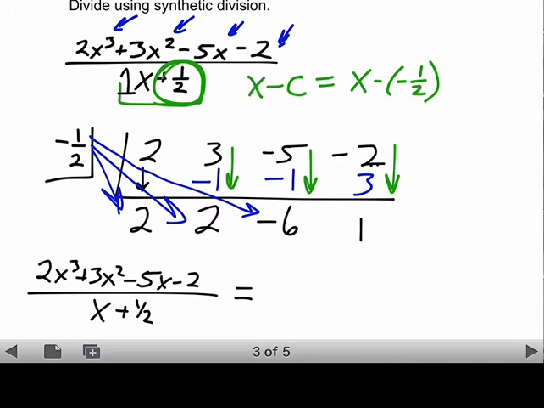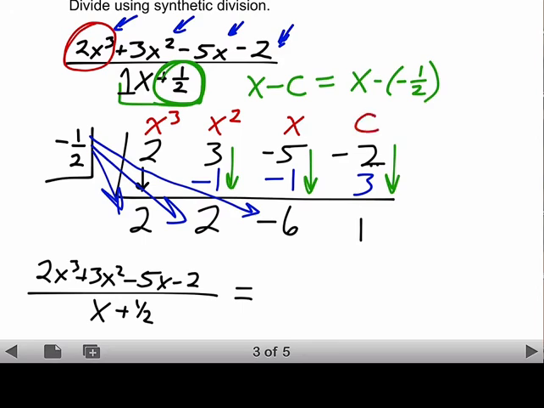Well, let's look. At first we had the first term 2x cubed. So that first term was associated with x cubed. We made sure everything was in order. So the next one would have been x squared, the next one would have been x, and then finally the constant.